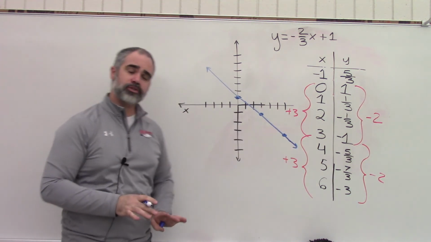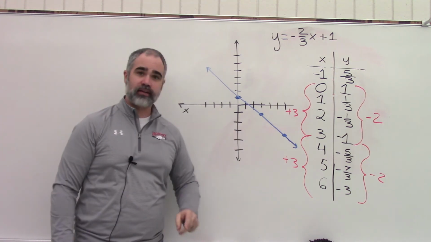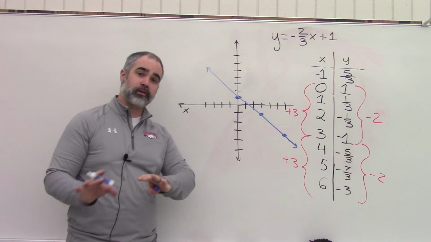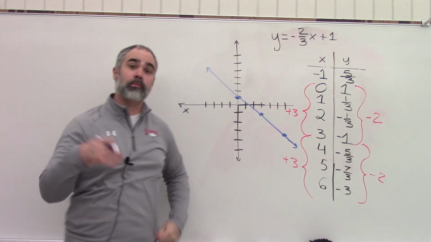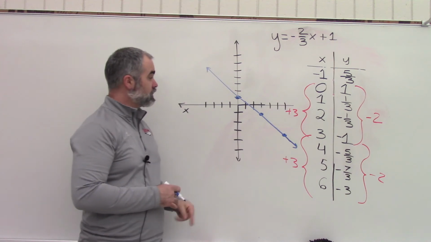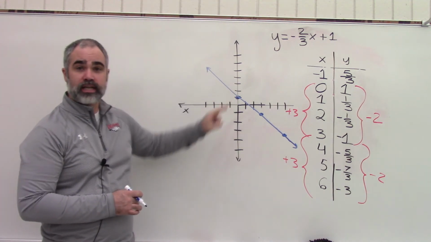A couple of things I want you to notice here. This line seems to be going down as I graphed it left to right. That pattern shows up in the negative in your slope or pattern. The 0 term is still a y-intercept. It's still 1. That's really easy.